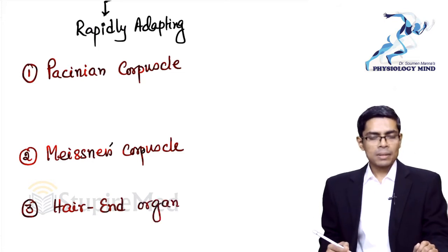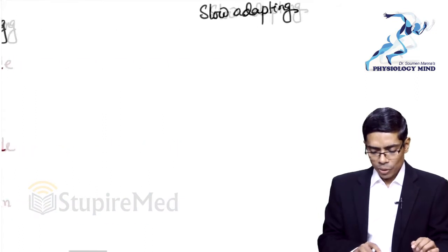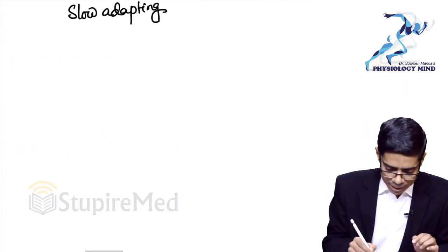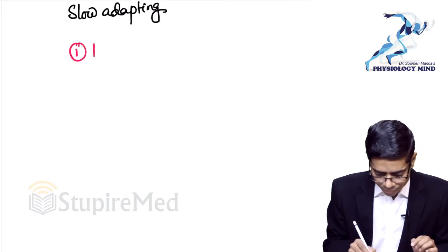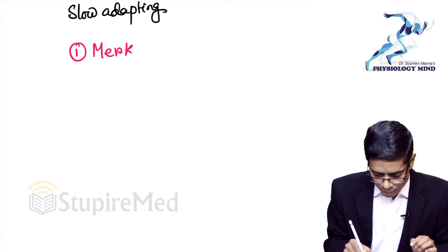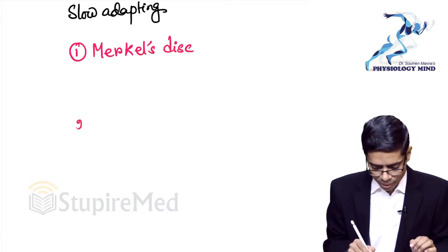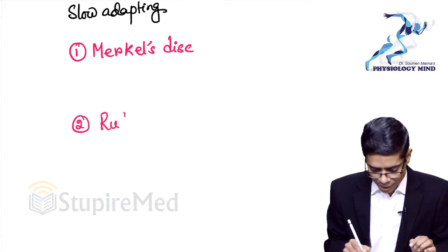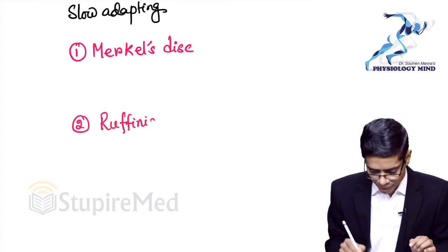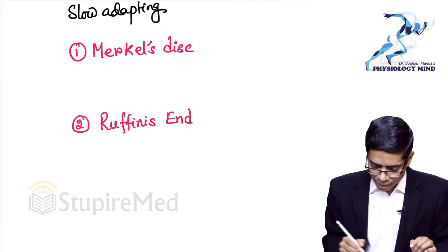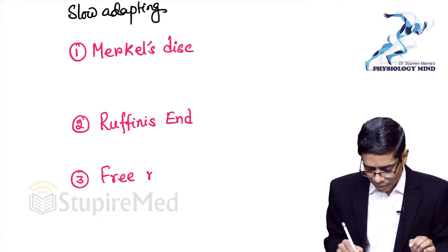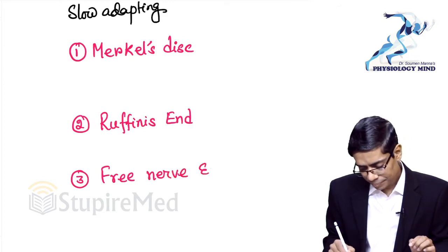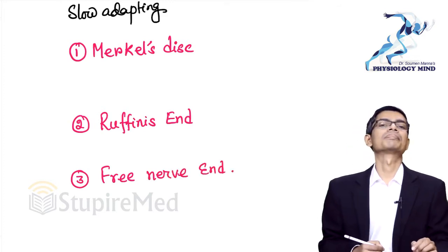And third is the non-specialized rapidly adapting receptor, that is the hair end organ, right? Now on the other hand, slow adapting receptors, what are the examples? Slow adapting receptors are number 1 Merkel's disc, number 2 Ruffini's end, and number 3 free nerve ending. Okay, free nerve ending.